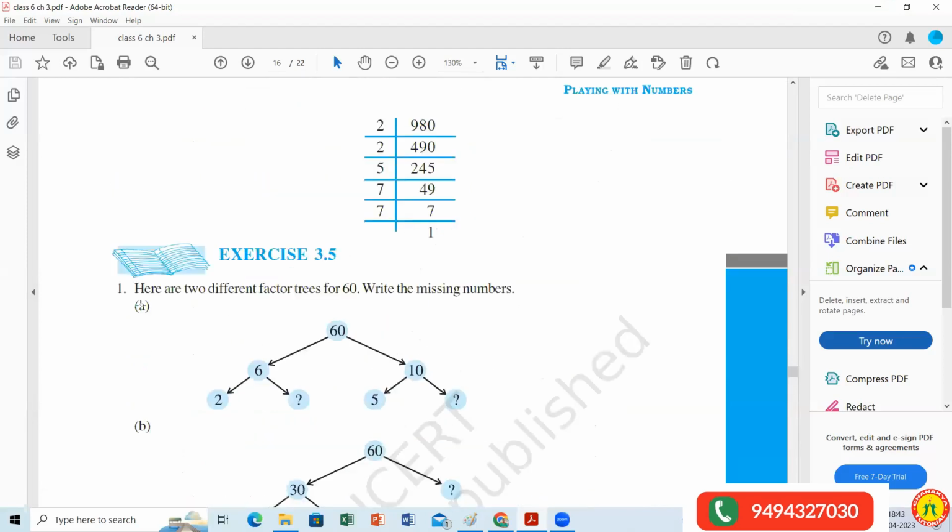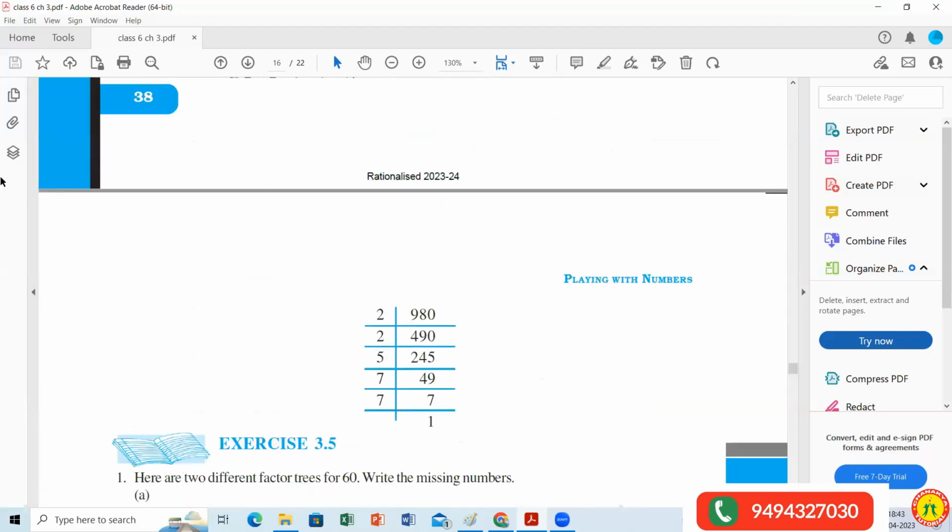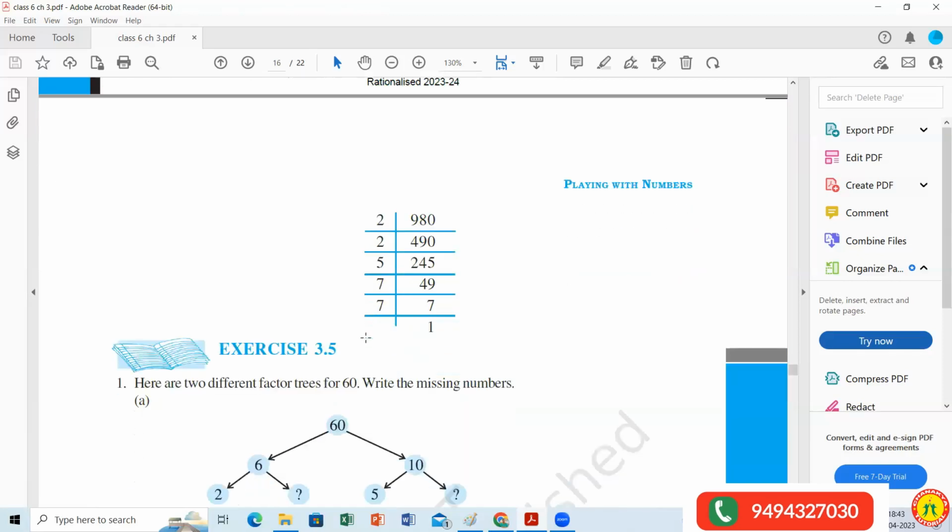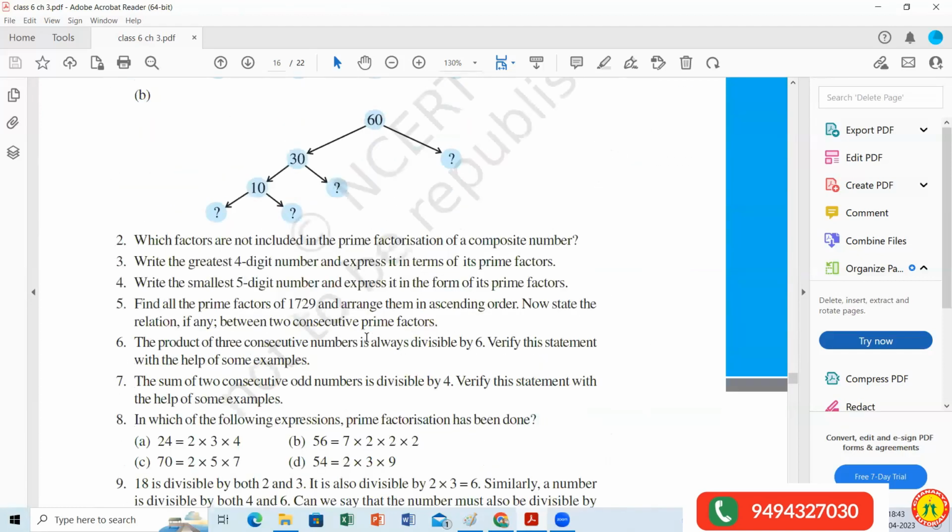And prime factorization can be done in two ways. One is the factor tree method. Another one is the long division method. If you do any method, the factors are the same. So what does prime factorization mean? We can express a number as a product of prime numbers. A number expressed as a product of prime numbers, we call it prime factorization. That's about today's class, children.